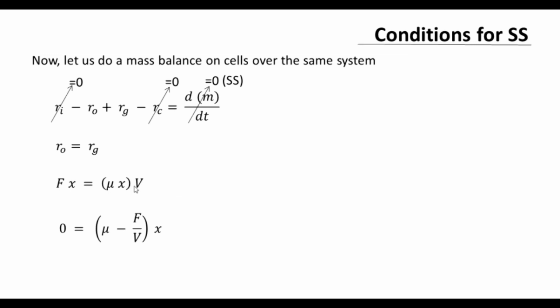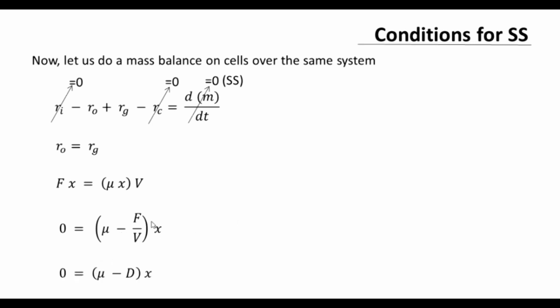So, if we transpose this equation and take x common out, we will get (mu minus F by V) times x equals 0. You can see this. Mu x V minus Fx equals 0. So, you take x common out and divide by V. Here you have only mu left, here you have F by V, times x, so that equals 0. If the product of these two terms equals 0, then that is possible only if either of these terms is 0 or if both the terms are 0, right.